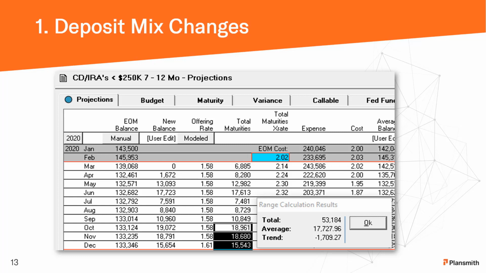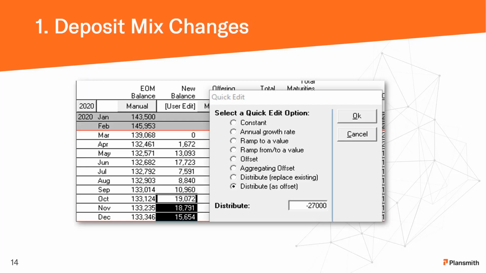In October, November, and December, you can see I have $53 million in CDs maturing, and my plan shows those balances being renewed in the form of new balances. I need to change that projection to show a half of those maturing CDs migrating to savings accounts. My changes reflect reducing the new balances in that time period by half of the $53 million, or a total of $27 million.